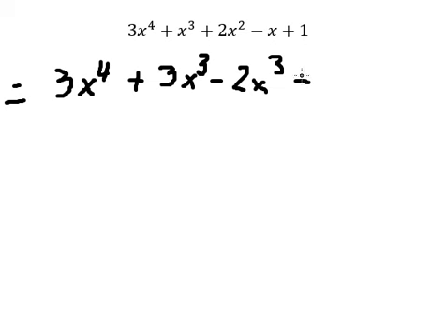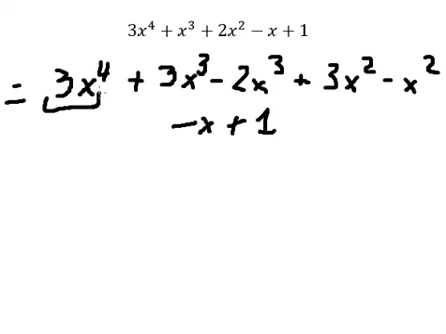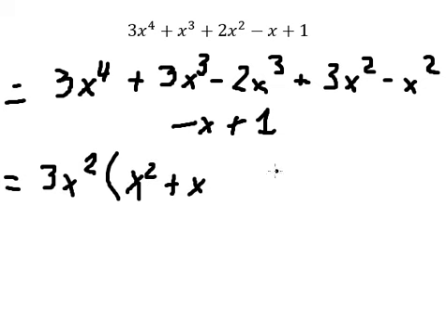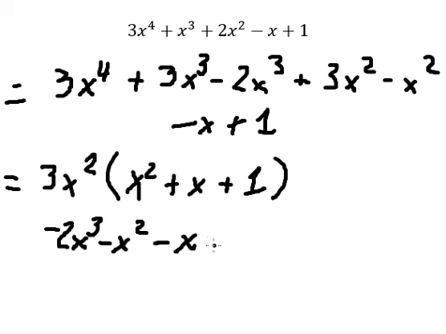2x squared, we can put 3x squared minus x squared. So we keep negative x and positive number 1. So 3x to the power of 4, 3x to the power of 3, and 3x squared, we can do factorization. And that is about 3x squared. Now we just have negative 2x to the power of 3, negative x squared, negative x, and positive number 1.